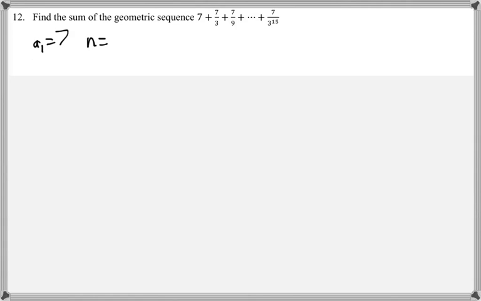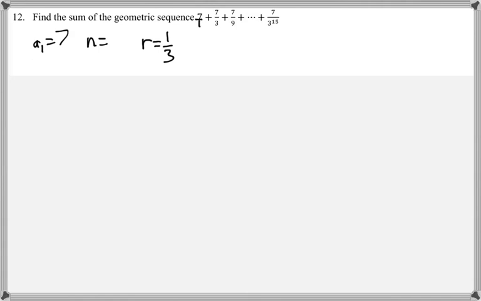My n, I'm going to come back to that. My r is 1/3. If you look at it, it's like 7 over 1, and then you multiply the denominator by 3 to get 3. Then you multiply that denominator by 3 to get 9, and then you keep multiplying by 3, and the very last term is 3 raised to the 15th. So I'm multiplying each term by 1/3.